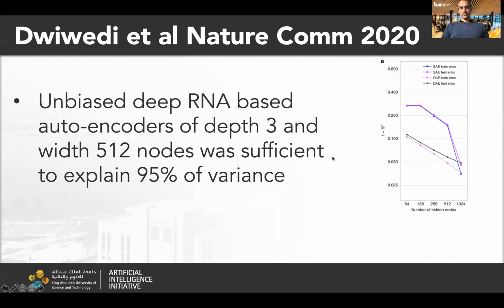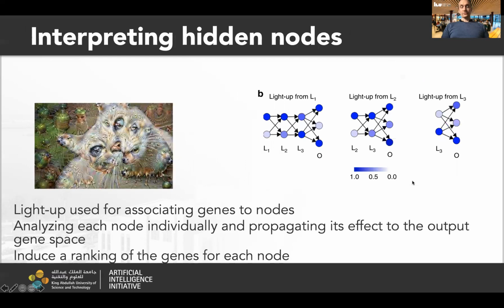So we work with these 512 hidden nodes and 3 hidden layers, and we asked ourselves, can we associate attributes to the different layers using the LIGHTUP technique? So for each hidden node, we associated genes in the output space using LIGHTUP.